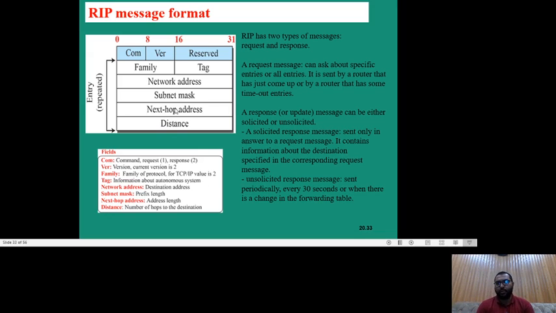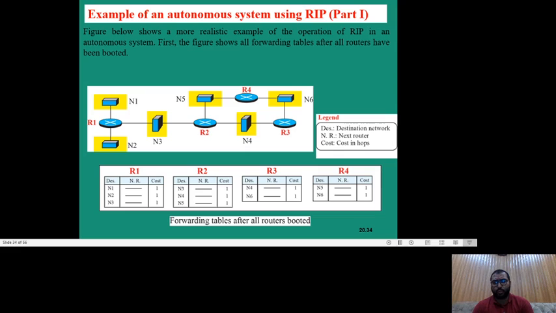Network address you already know, then subnet mask, next hop address, and the important thing here is distance. By distance we mean the number of hops to the destination. It basically defines how a particular packet, or the packets from a particular host, will be routed to the destination by considering this distance. The smaller the distance, in other words the smaller the cost, or the smaller the number of hops, the more preferred that particular route will be from source to destination.